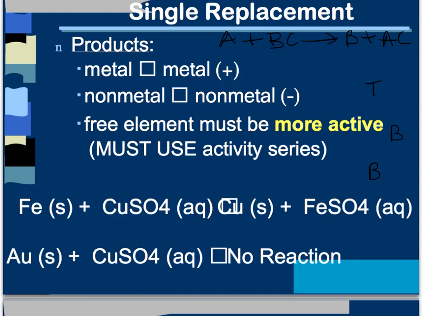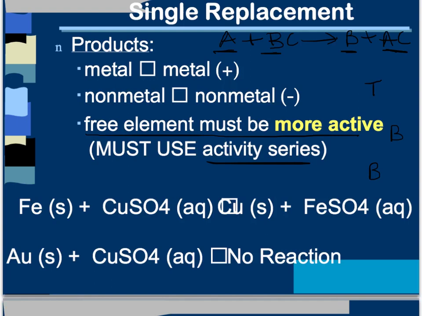On this slide, I just want to talk about this thing called the activity series. The free element must be more active than the element that it's going to be replacing. If we look at this general thing here, we have A trying to replace B. Notice that A is now hooking up with C over here and B is by itself.